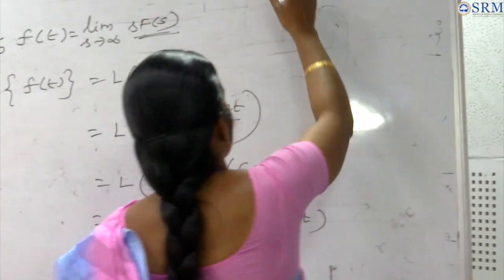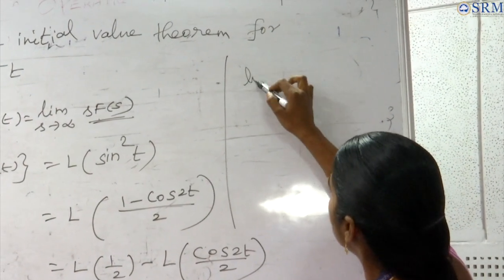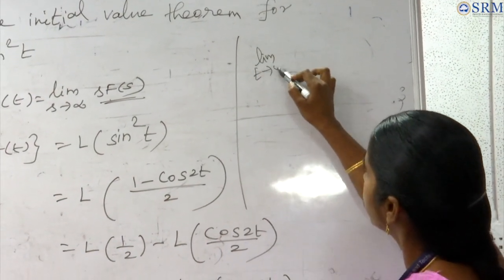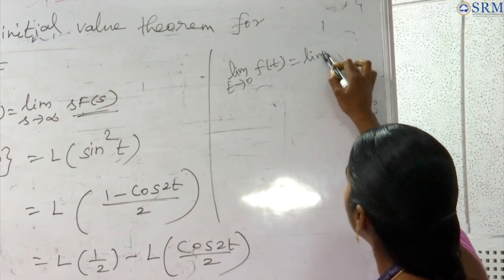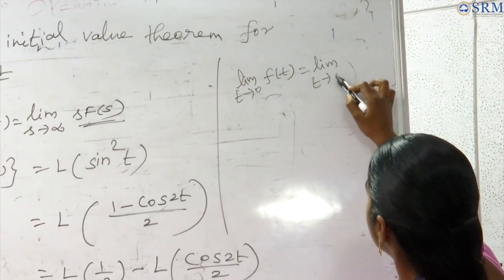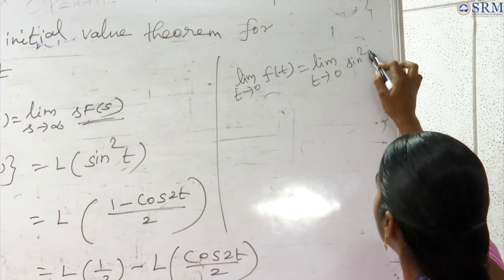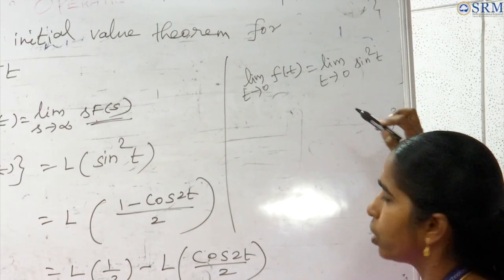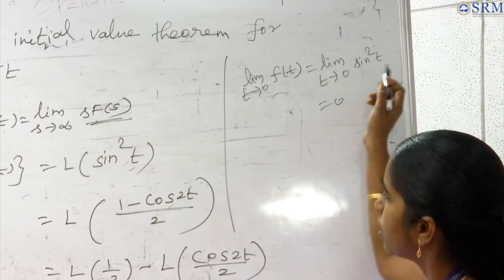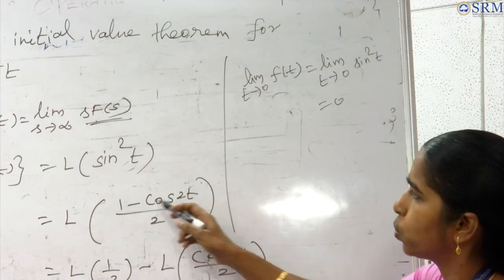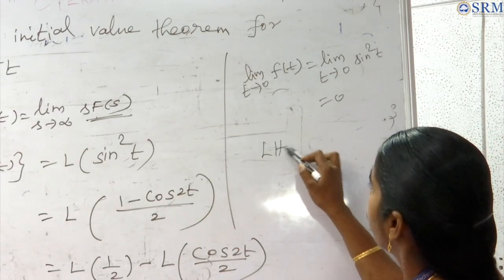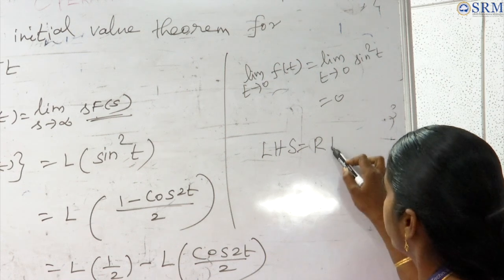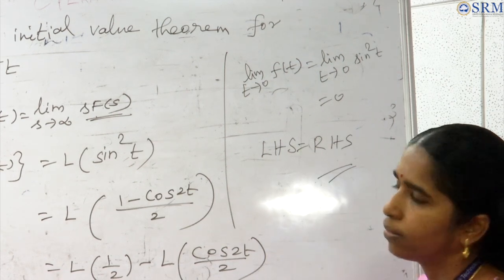So for the LHS, t is replaced by 0: limit t tends to 0 of f of t is limit t tends to 0 of sin square t. With t replaced by 0, sin 0 is 0, so the answer is 0. Otherwise, using the same formula, cos 0 is 1, and 1 minus 1 is 0. So the initial value theorem is verified.